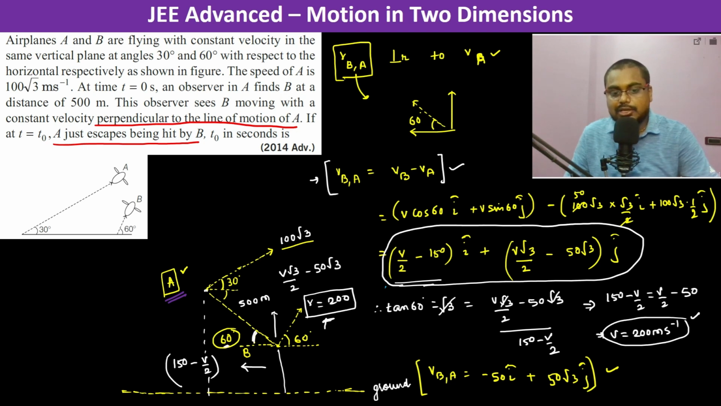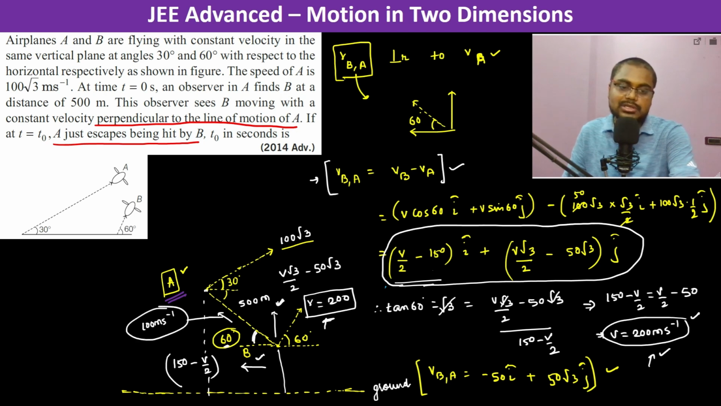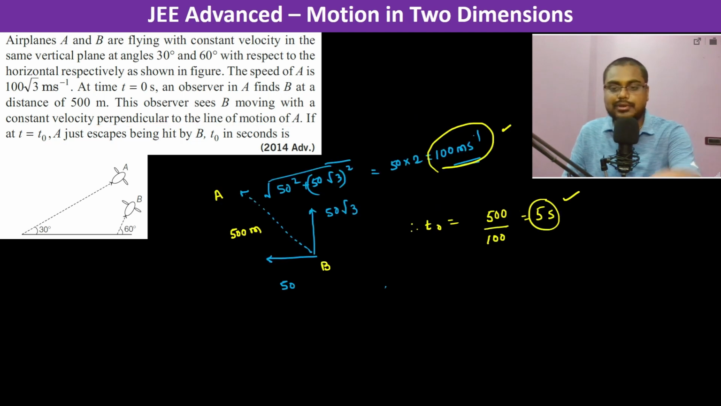Okay, so 60 degree. So 60 degree is Vy divided by minus Vx. So therefore we have put a negative sign over here. Velocity comes out of B is 200. The velocity of B with respect to A in this direction comes out to be 100 meter per second. So therefore, since it is at 500 meter, 500 divided by 100 is going to be 5 seconds.